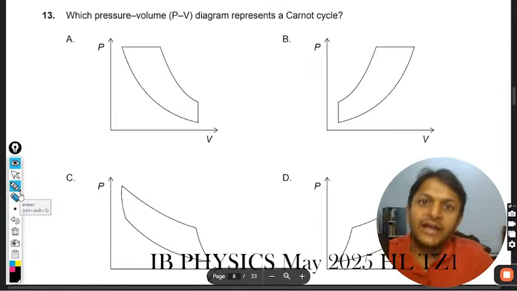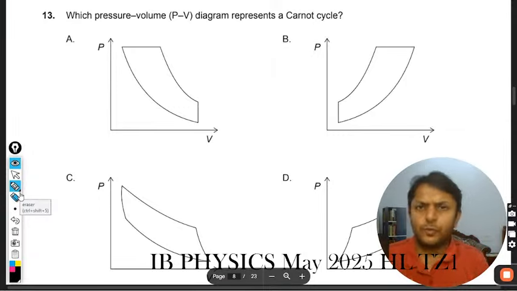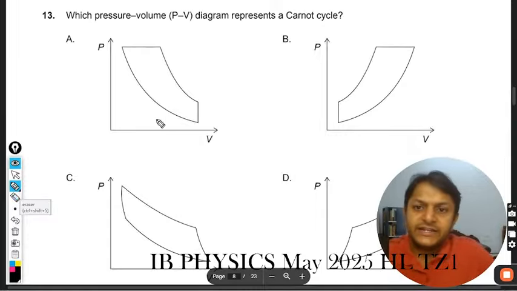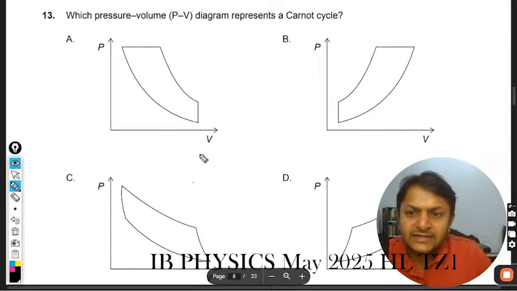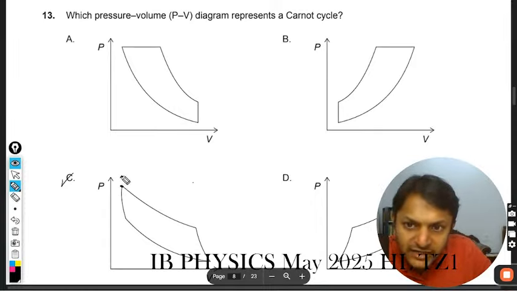Okay, dear student, let's see what is there in this question. Which pressure volume diagram represents the Carnot cycle? That's quite a simple and straightforward question coming directly from the topic B4. And you can clearly see out of this that I believe C will be the correct answer, because let me explain to you. Let's say it's starting from this point.